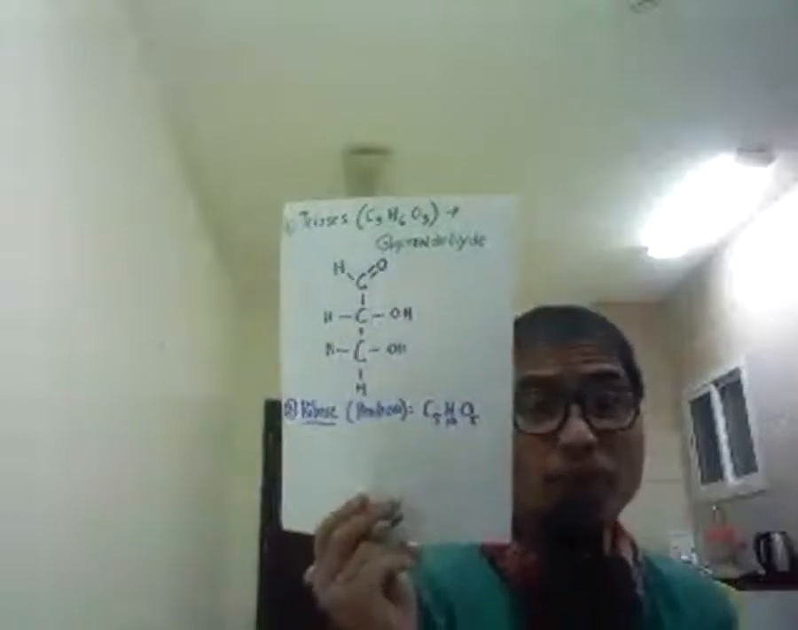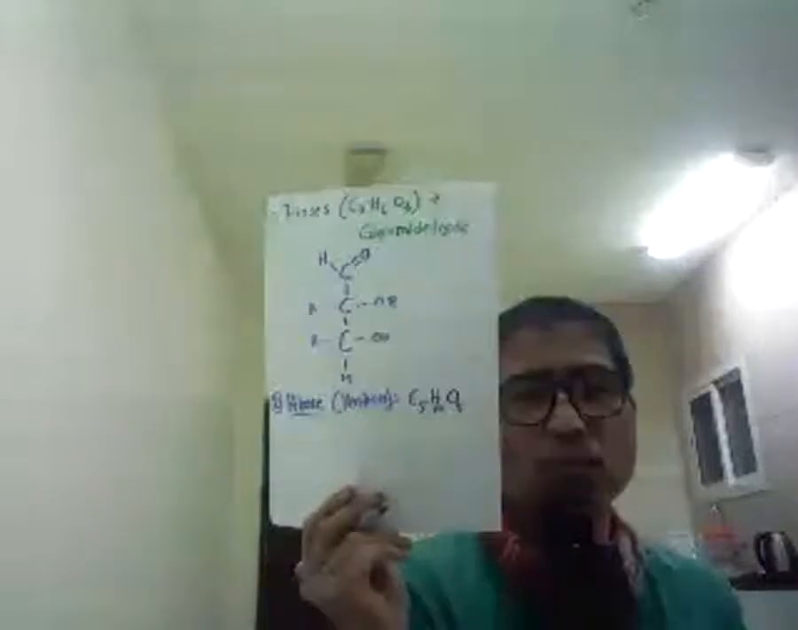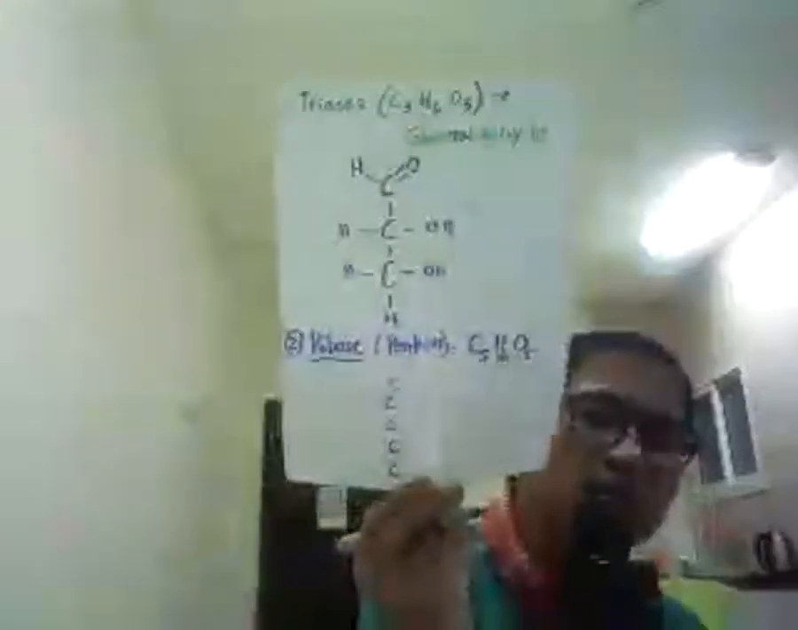Now, this is the ribose. Then we will put the molecular structural formula. So 5 carbons, 1, 2, 3, 4, 5. Then a double bond to oxygen, single bonds to hydrogen, single bonds from carbon to carbon, like this.